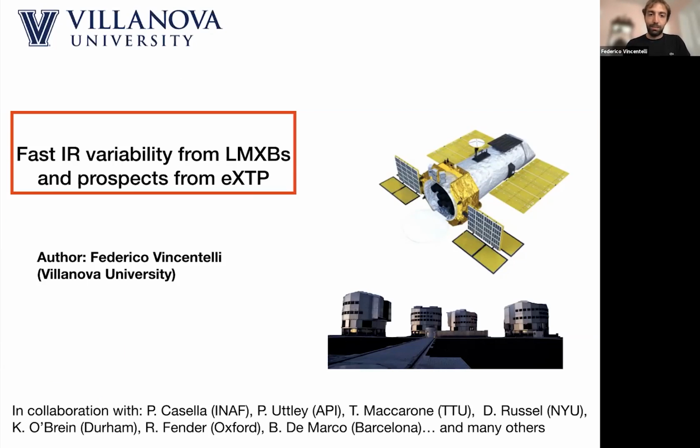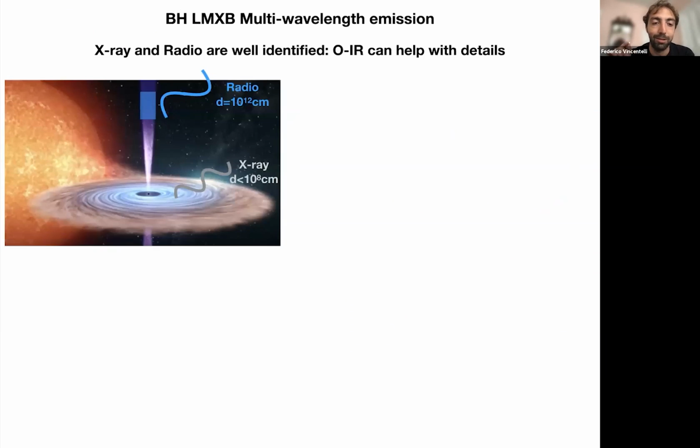So hi everyone. I'm Federico Vincentelli. I will present some results I obtained in the last few years using X-rays and fast infrared photometry on black holes and neutron stars, because we do not all ignore neutron stars, as was stated at the beginning of the session. As Alex and Andre described very well earlier, we all know that in X-ray binaries, the X-rays are dominated by the accretion flow and the radio is generated by the jet, but we still don't know a lot of details of these two components.